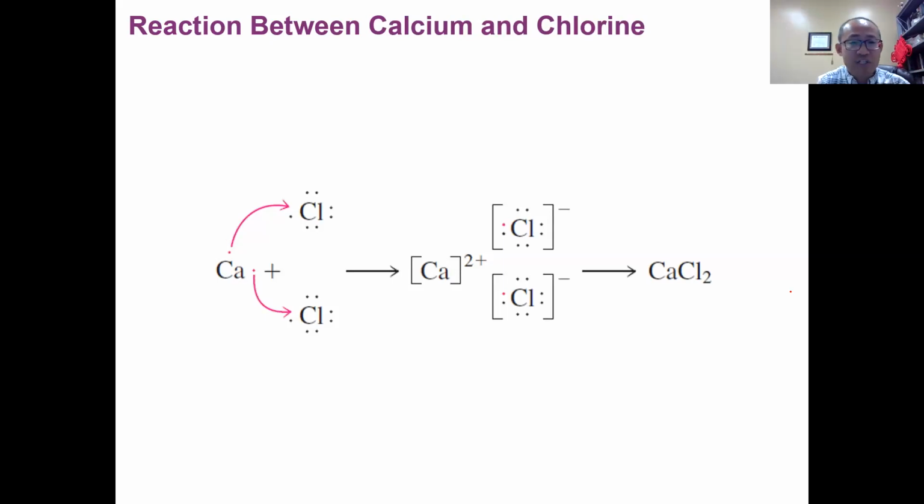Between calcium and chlorine. Chlorine has 7, calcium has 2. In order for calcium to donate those 2, you need 2 chlorine to take those 2, because each chlorine can only take 1. So calcium becomes calcium 2+, chlorine becomes chlorine minus, and you have 2 of it. So the formula is CaCl2, because 2 chlorine per calcium.